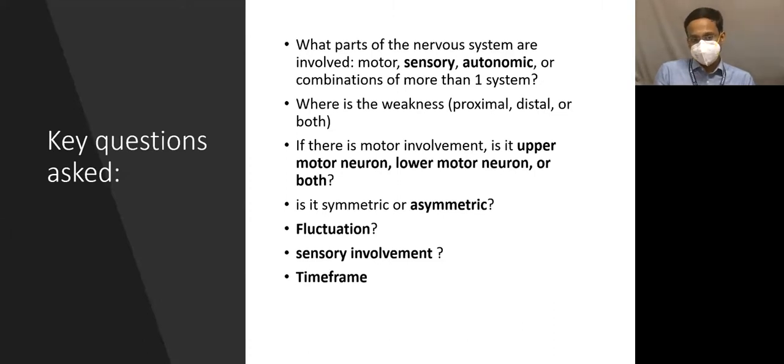Is there, historically or clinically, any evidence to suggest that there is sensory involvement? And what is the time frame of the disorder that we are looking at? Is it in decades? Is it in months? Is it in years? Or is it in a few hours to minutes? How has it presented to us? These are the key questions that one needs to answer in getting a probable syndromic diagnosis and coming to a decent anatomical localization.